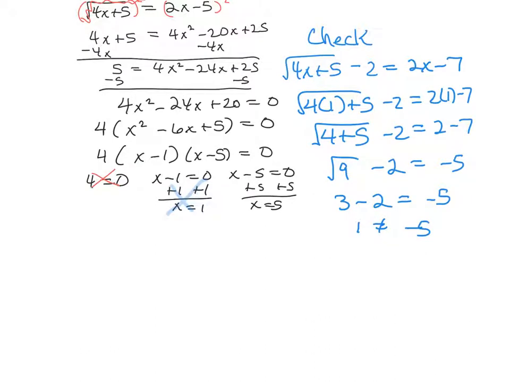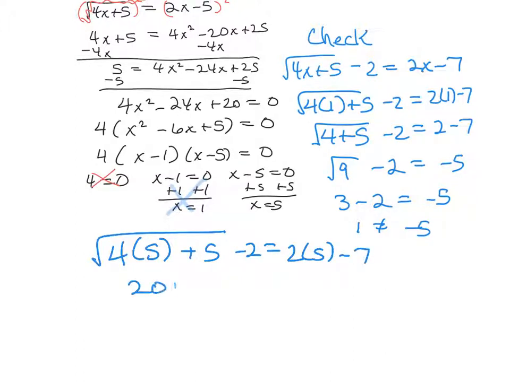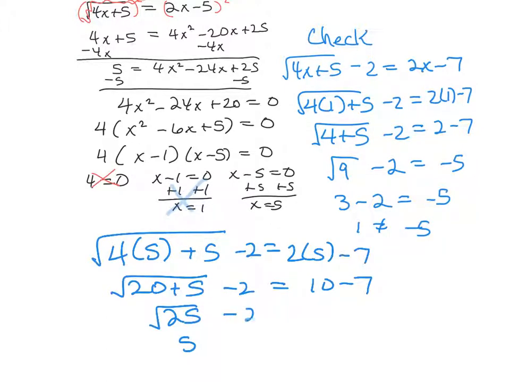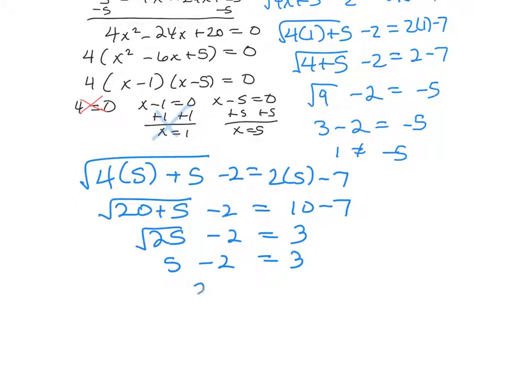Let me check the positive 5. Same problem, so 4 times 5 plus 5 minus 2. 2 times 5 minus 7. 20 plus 5 minus 2. 10 minus 7. Square root of 25 is 5, and then 5 minus 2 is 3. 3 equals 3, it checks. So x equals 5 is my solution.